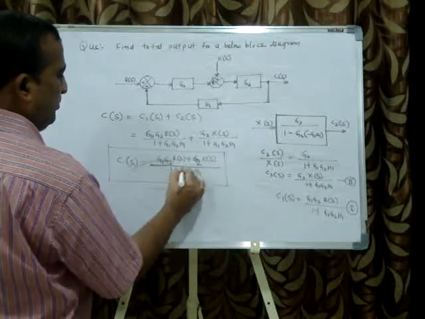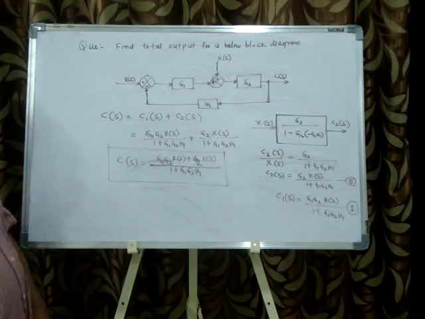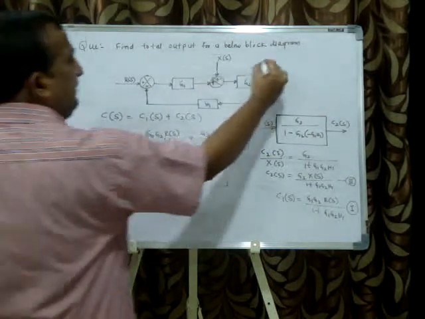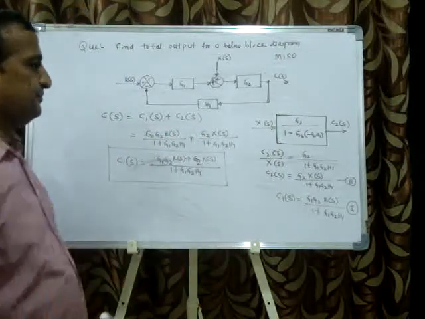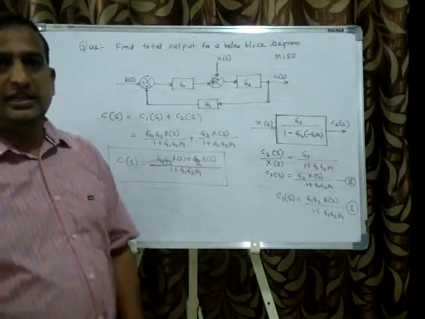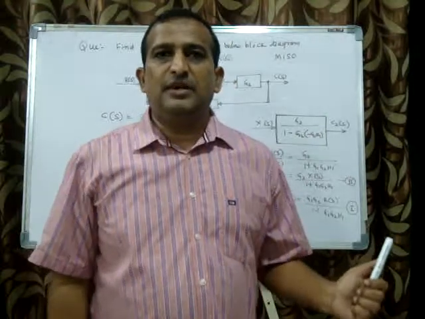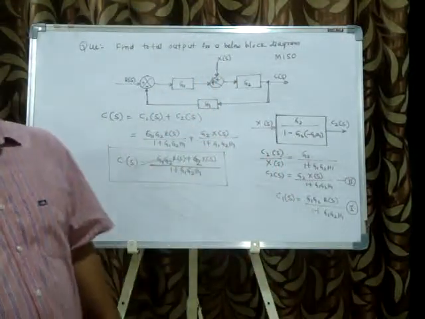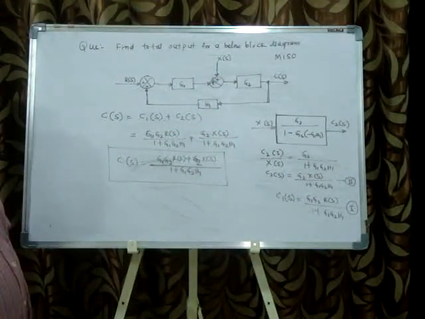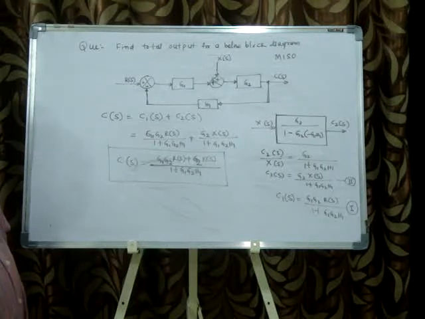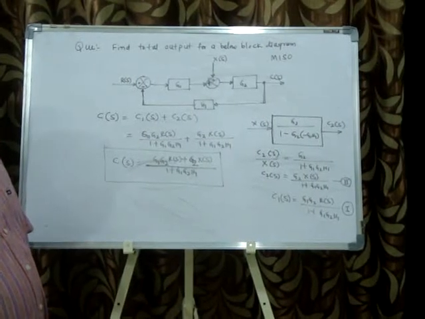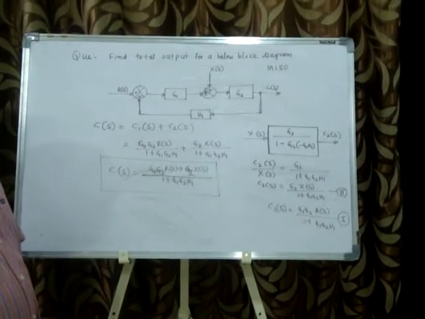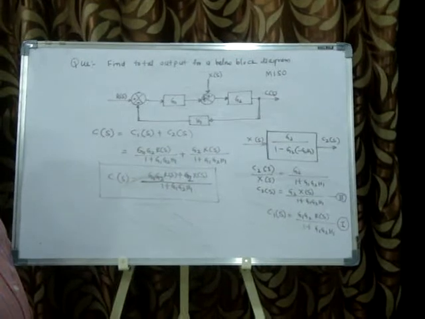Okay. I hope you understand how to solve a multiple input and single output MISO problem, how to solve the MISO problem by using the superposition theorem. I hope you understood the problem. Two problems in this lecture I solved.